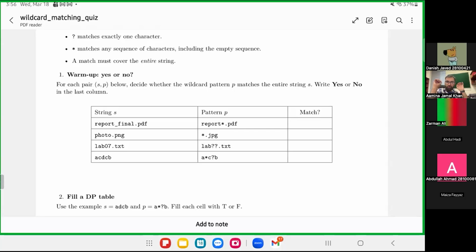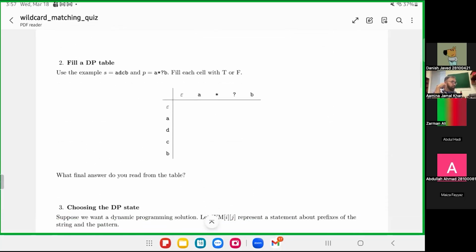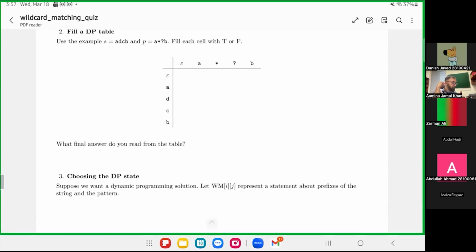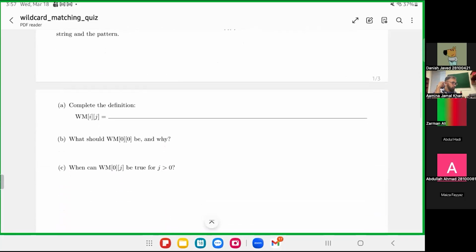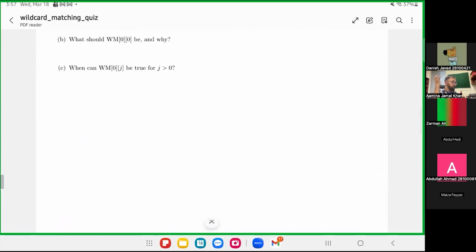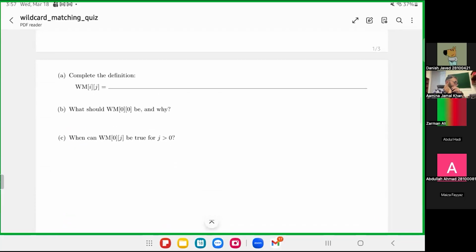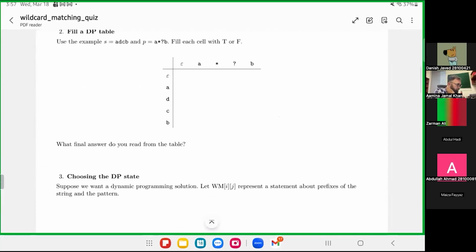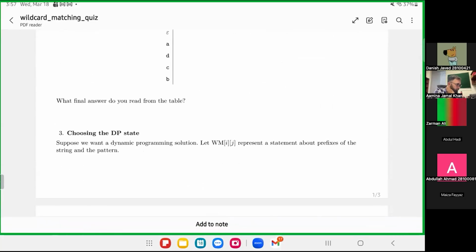You're given a string, think of it as a file name or something, and a wildcard pattern, and you have to figure out whether this pattern matches the string or not. Again, same pattern as the warm-up exercises. In this case, the state is going to be a two-dimensional dynamic programming table. You have to decide what WM of 0,0 is going to look like, and after that you have to figure out how to compute the rest. Is that all? Okay, did I miss anything?